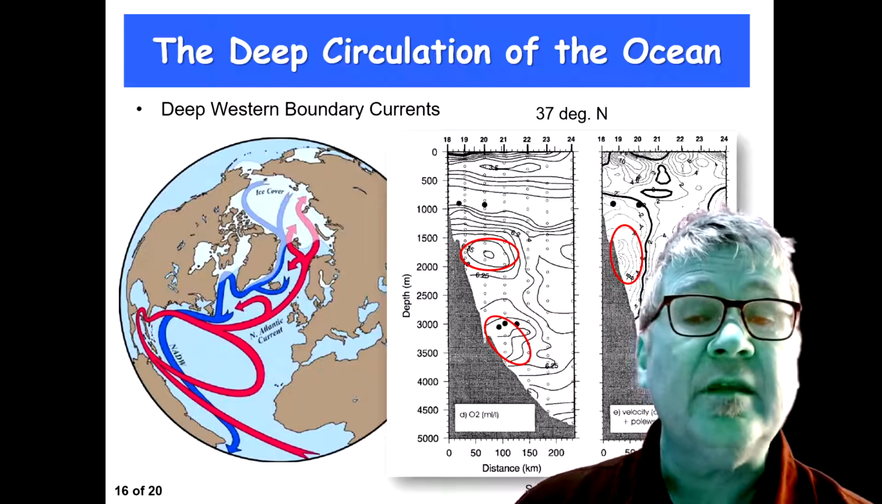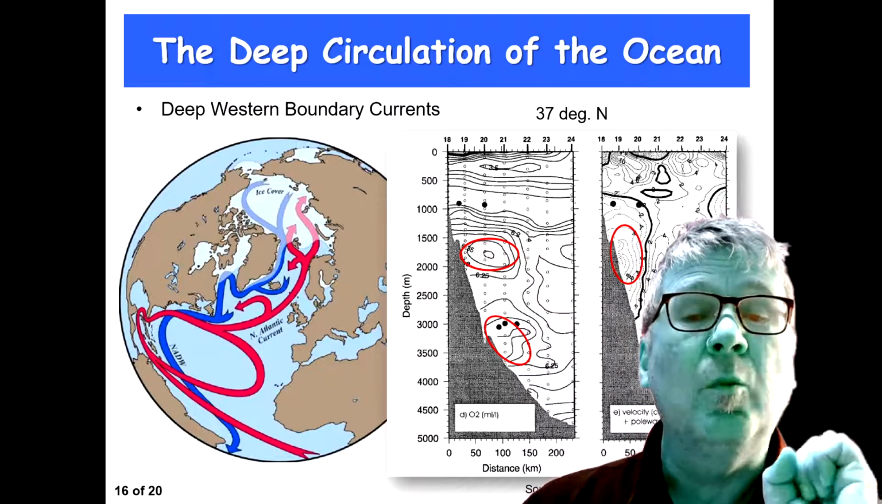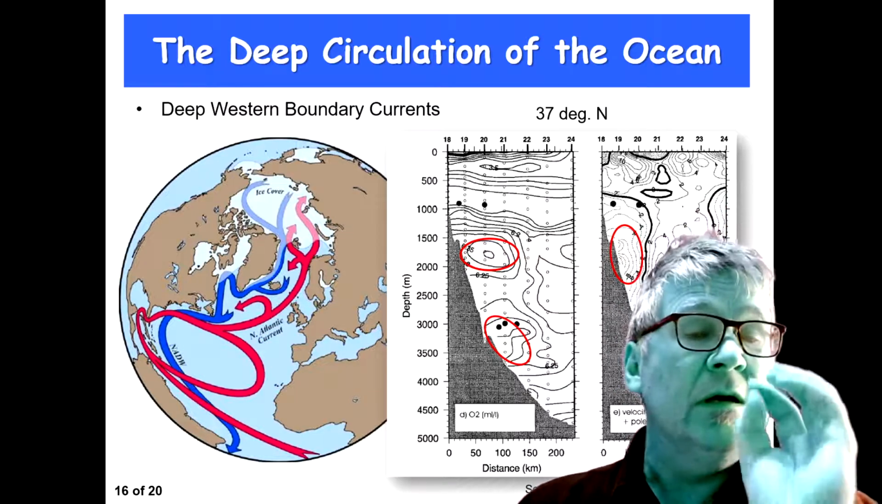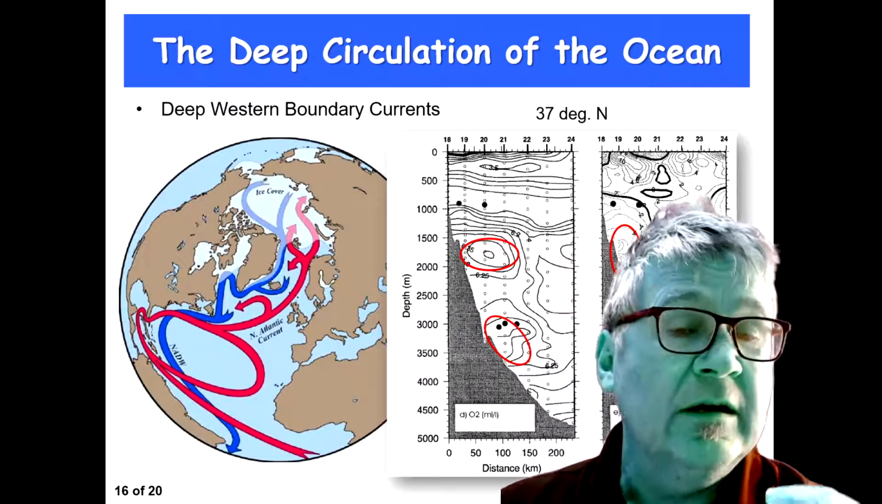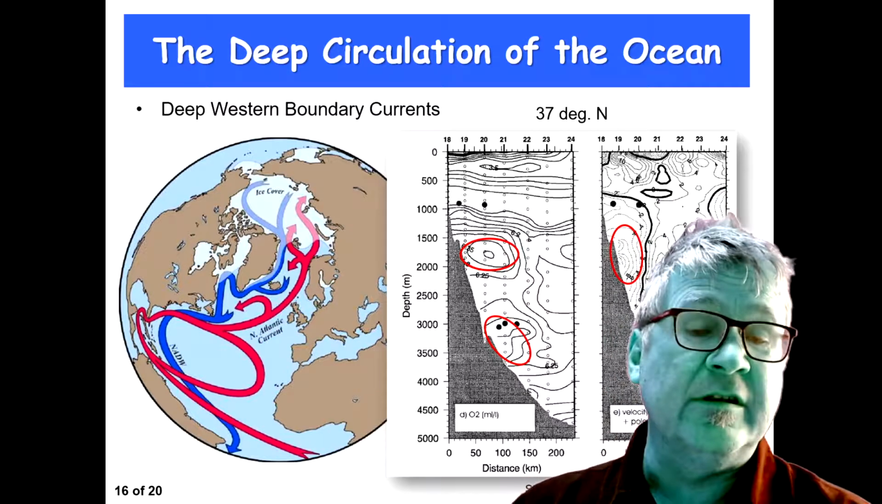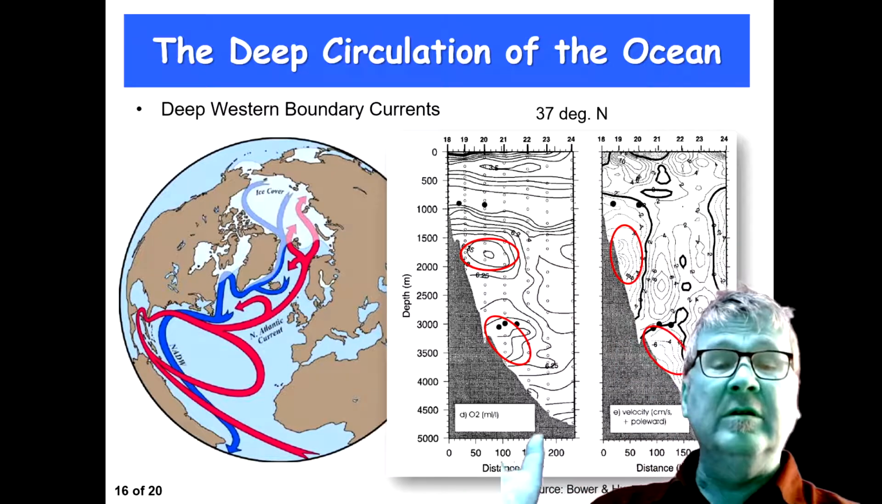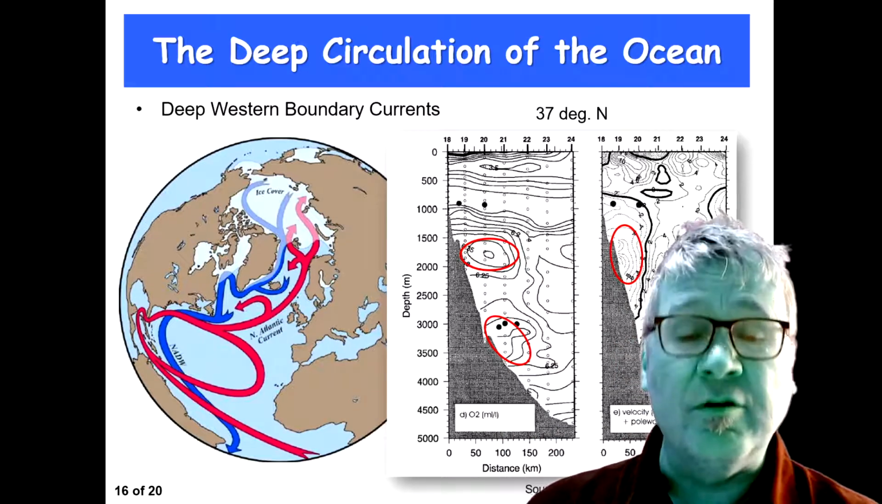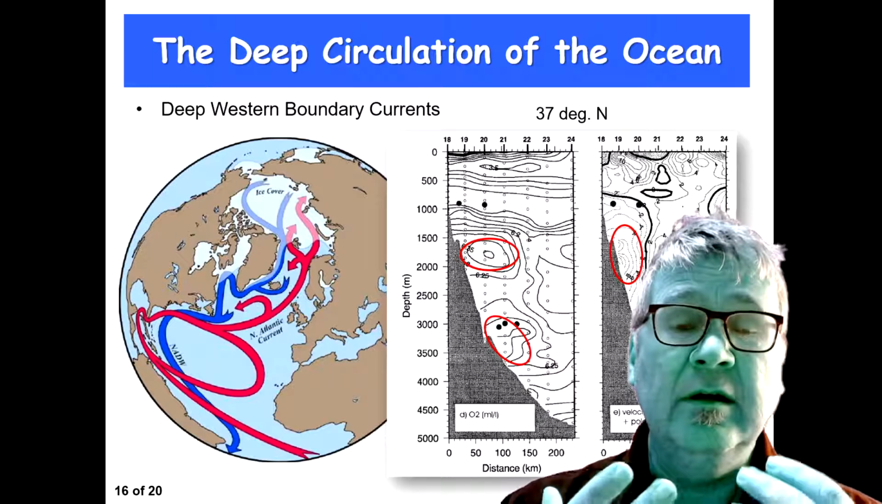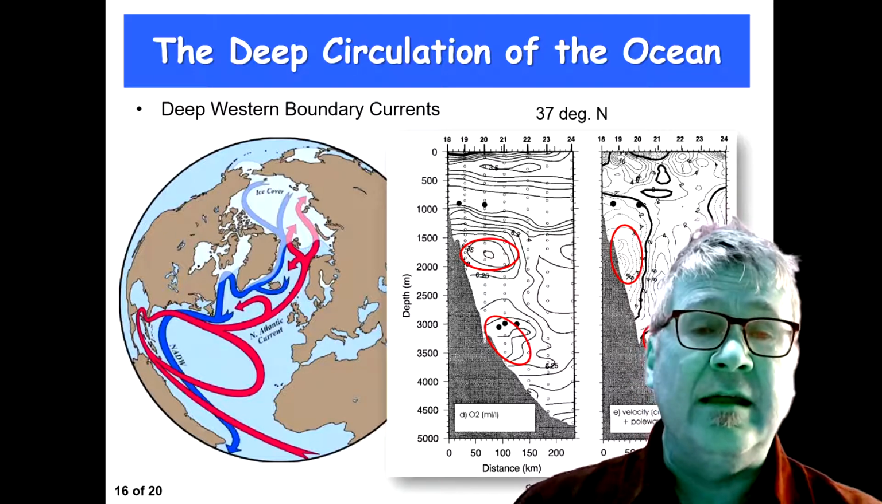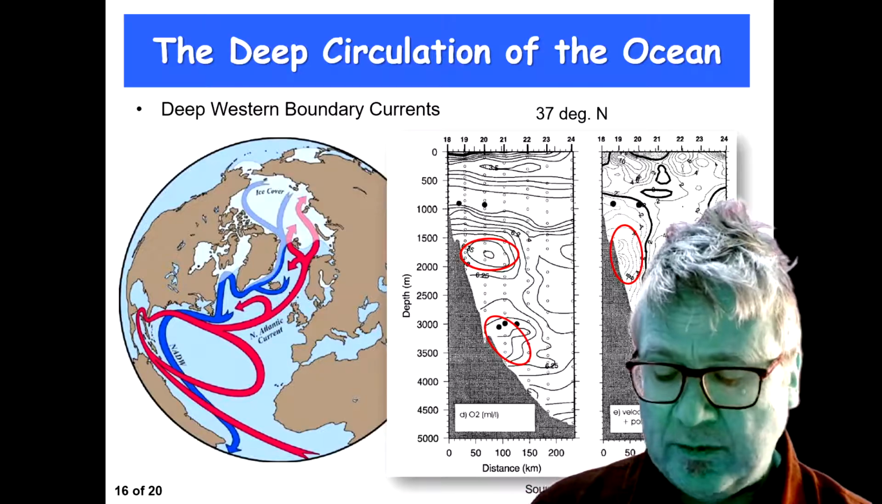Okay? These are called deep western boundary currents, and they are sort of the driver of the deep circulation. Indeed, the rest of the ambient ocean is influenced by these currents because of the creation of eddies and mixing with ambient waters. All right?